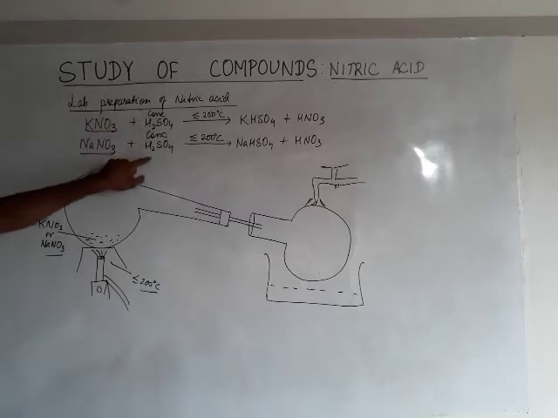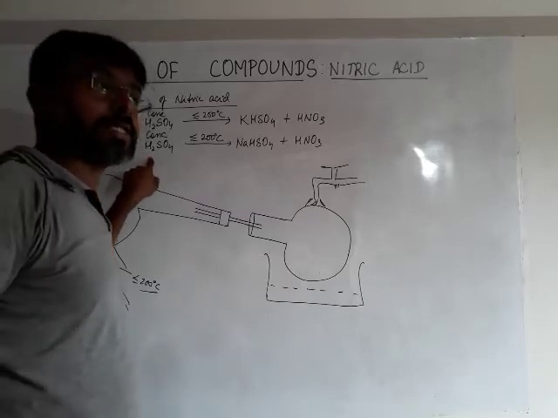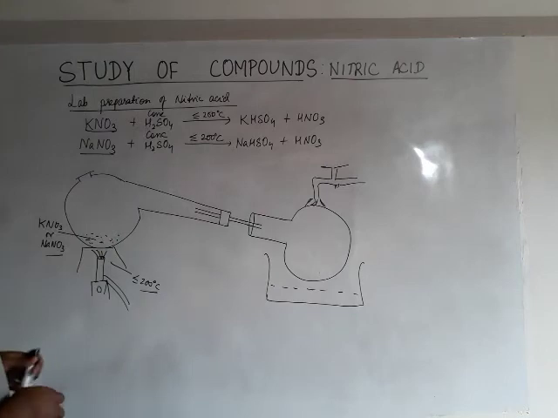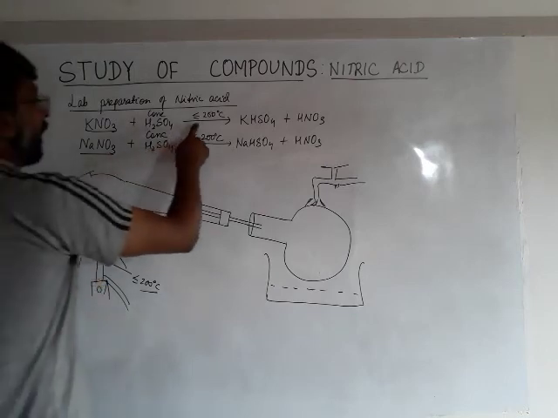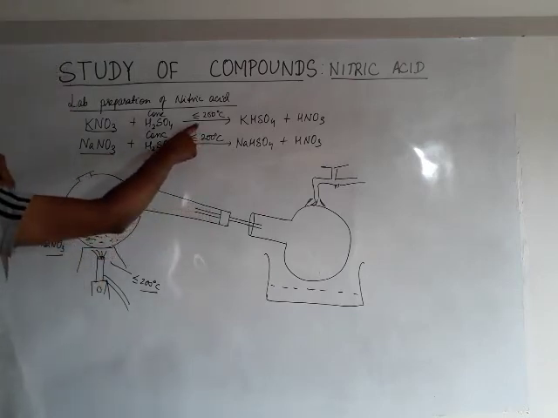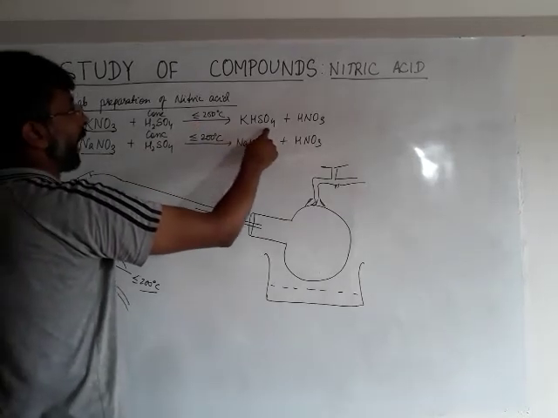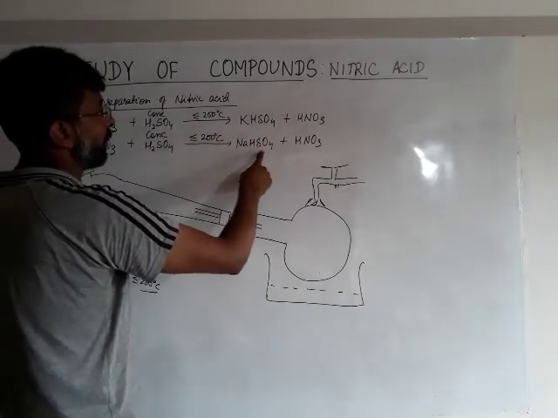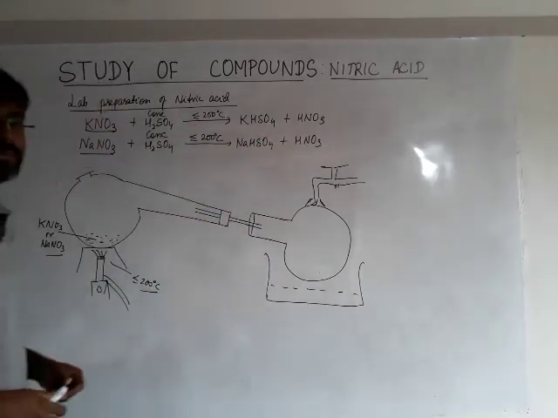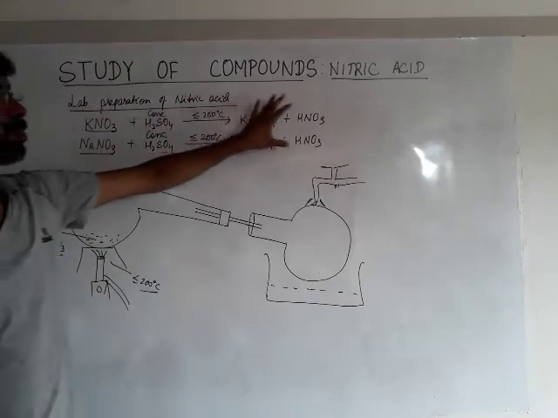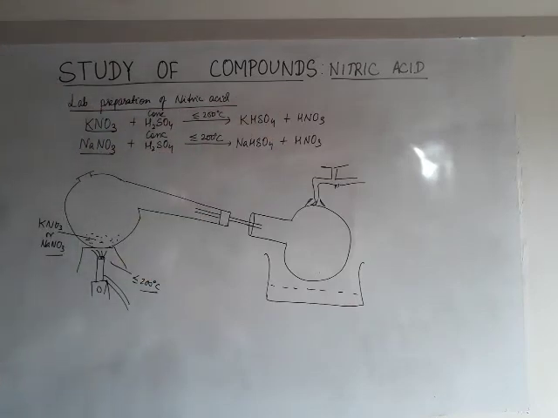concentrated sulfuric acid. Concentrated sulfuric acid is a non-volatile acid, and these two are heated at temperatures less than or equal to 200 degrees Celsius, when potassium hydrogen sulfate or sodium hydrogen sulfate and nitric acid vapors are formed. This is the chemical equation which you must learn properly for the lab preparation of nitric acid.